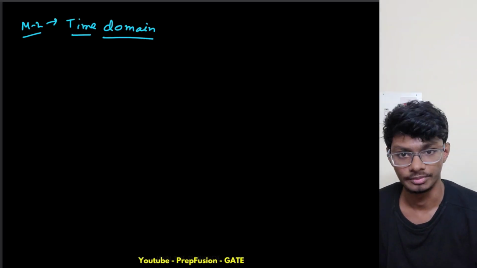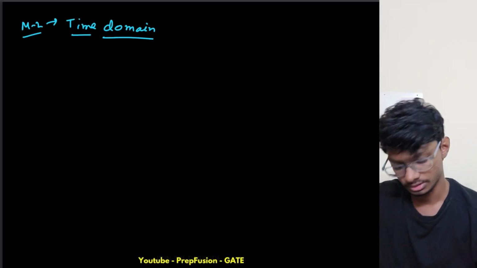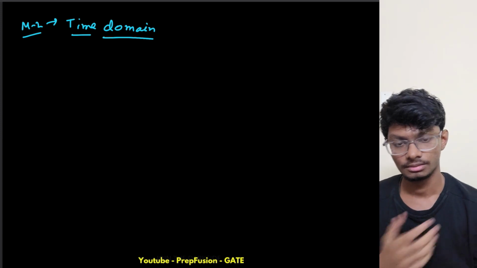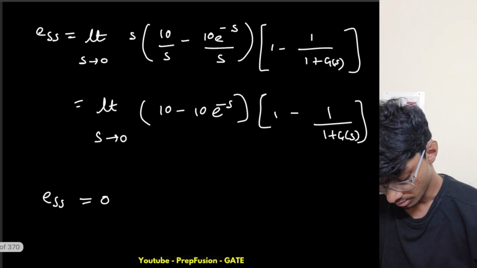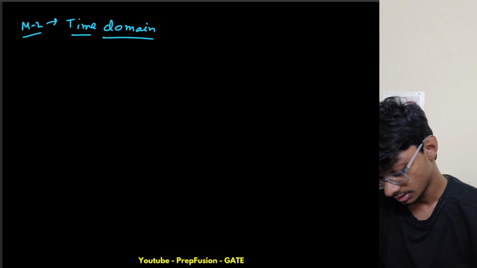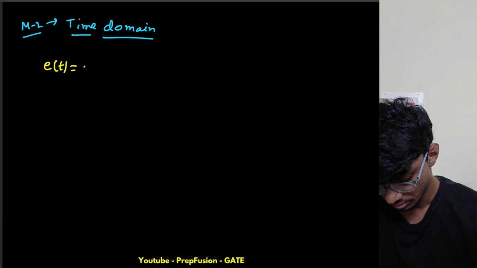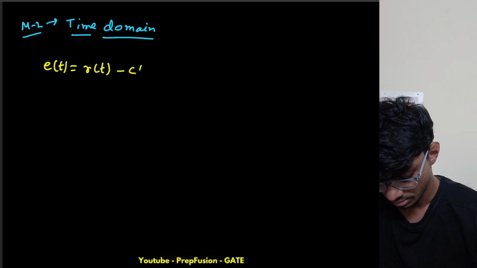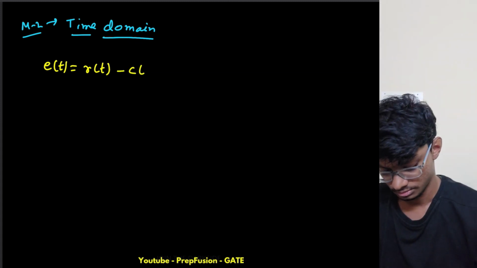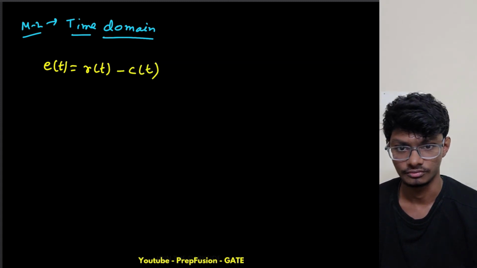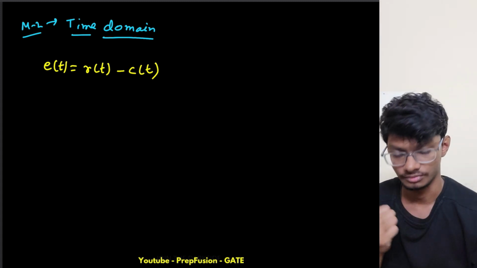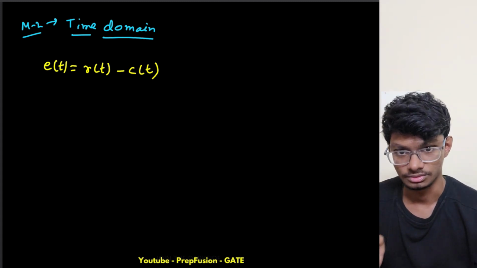Method 2 is the time domain expression. So if my method 2 is time domain, then what will happen? My e of t will be equal to r of t minus c of t. Okay, my e of t is equal to r of t minus c of t. So this is what my e of t is equal to.